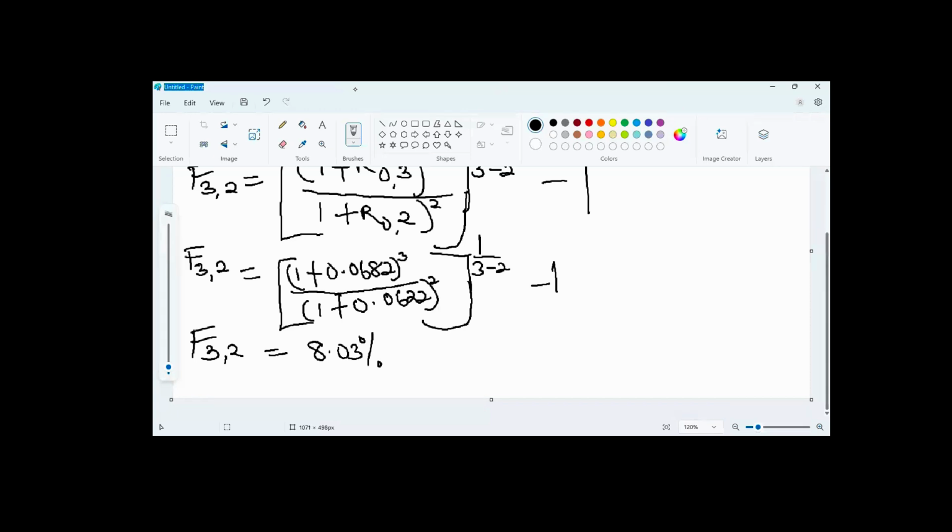Now, go back. Apply your calculator now. Let's take it together ourselves. On your calculator, let's go back to it. You have 1 plus 0.0682 raised to power 3. What do you have? What's your answer there? I've seen 1.2189. I've seen where I made a mistake.